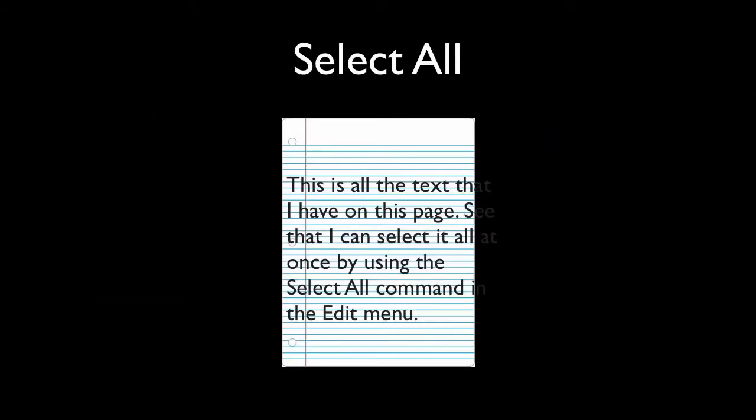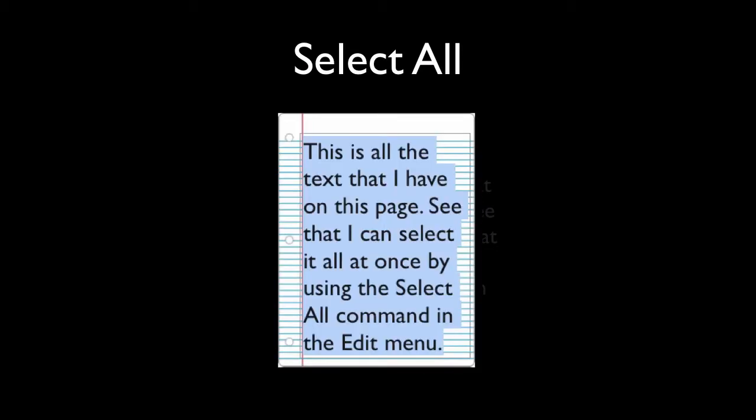Select all is a very useful command when you have a full page of information that you want to select so that you can edit or format it. Instead of using your mouse to drag and select the information, you can go to the edit menu and choose Select All. This will select all the text in your document or text box. This is especially handy when you have a document that is longer than one page. The keyboard shortcut for Select All is Command A.